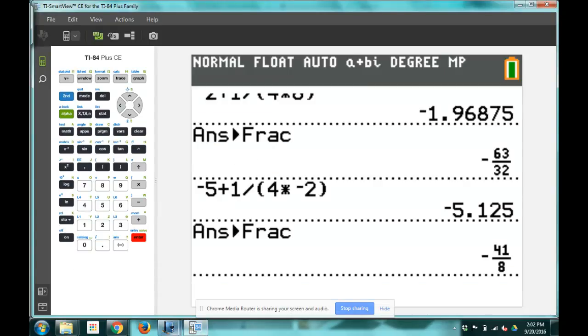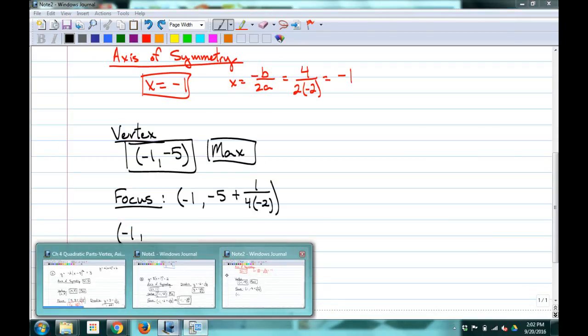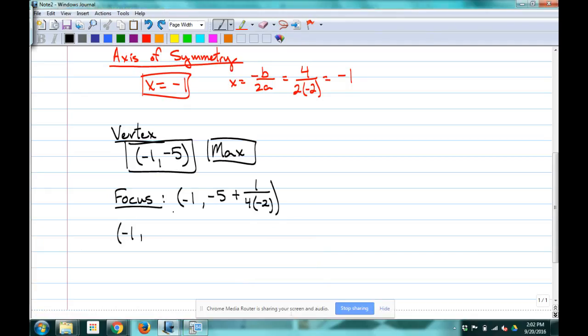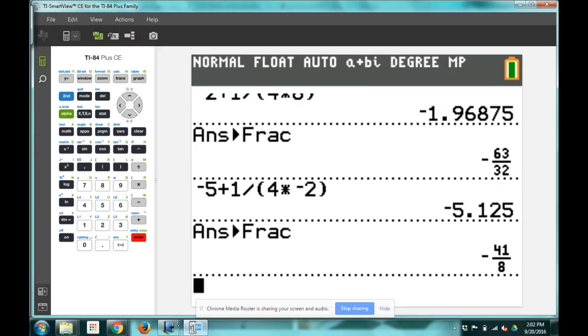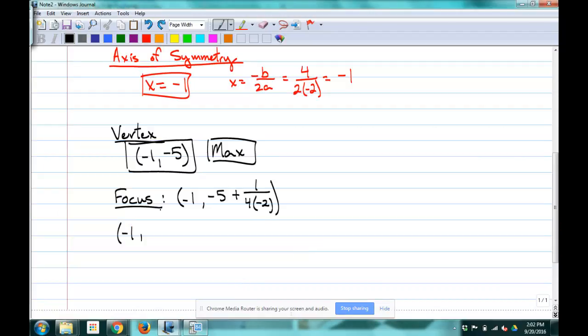I know, but A is what's in front of the whole problem. That's what decides max or min. How much was that again? 41 over 8. -41 over 8.